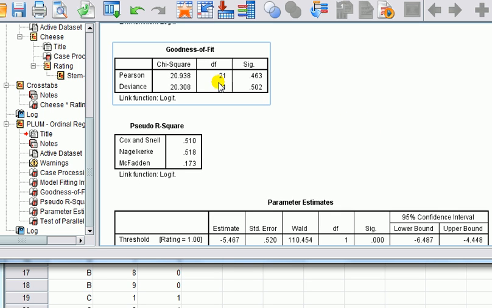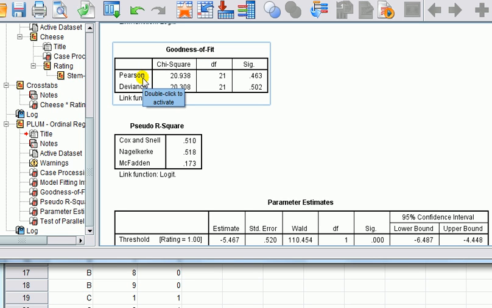Okay, now we go to the box underneath, which gives us a goodness of fit test. The null hypothesis here is that our model is adequate relative to the perfect model which perfectly predicts all the cell counts.